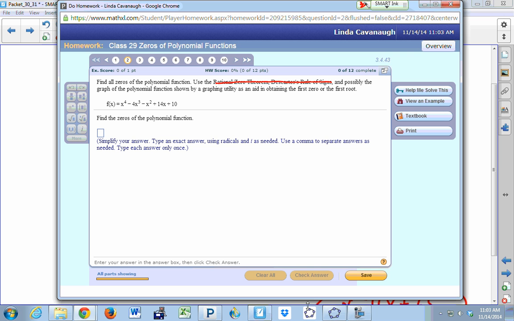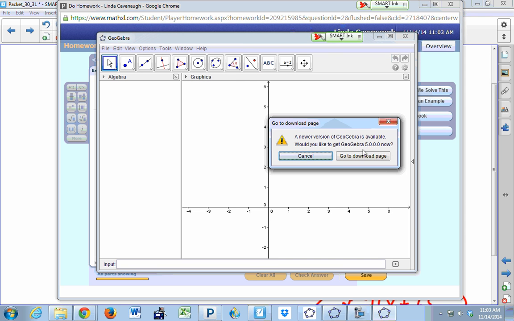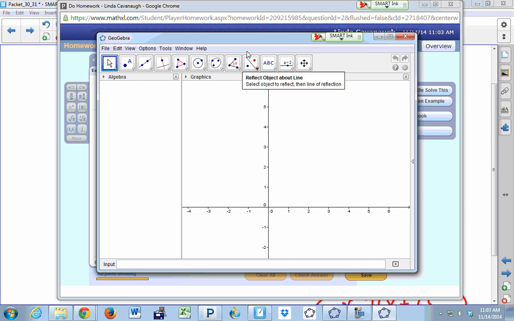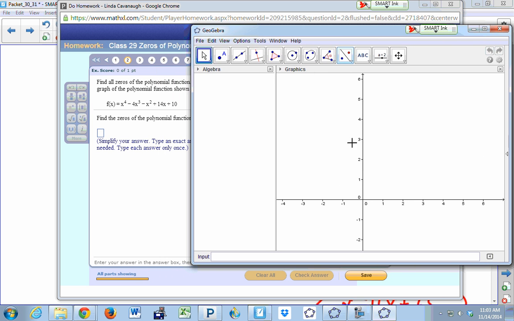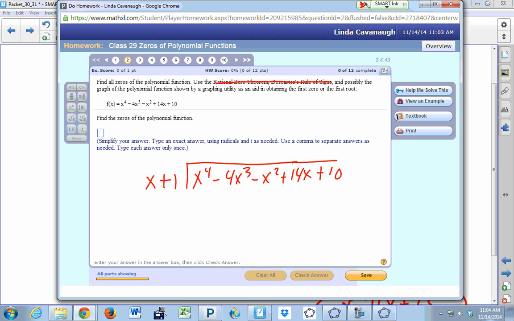So you either use GeoGebra, put this into GeoGebra, or your calculator, and you're going to see this graph go straight through -1. So you say, okay, I know a 0, it's -1. So then you have to use long division, and you have to do x take away -1 becomes x plus 1, and you have to divide these two out. You could use long division or synthetic, whatever you want.